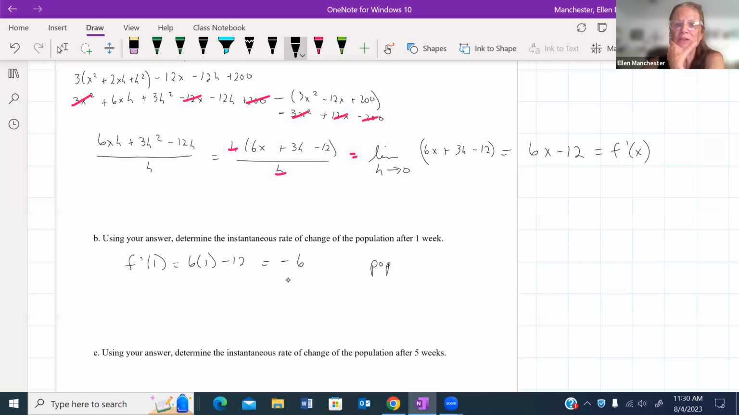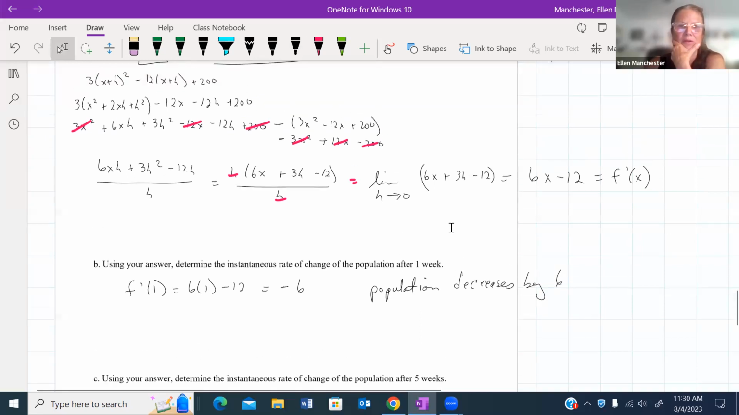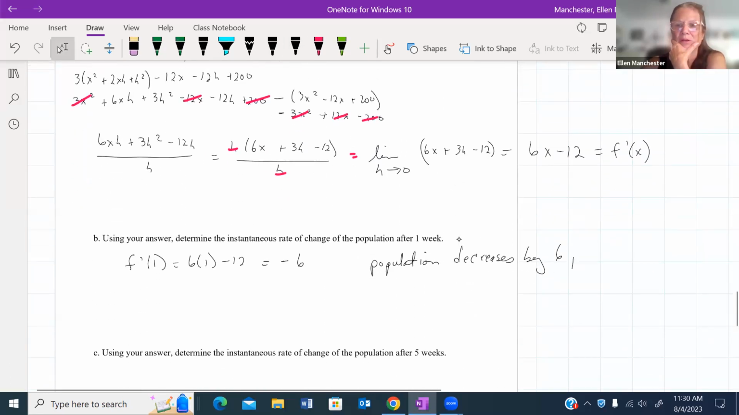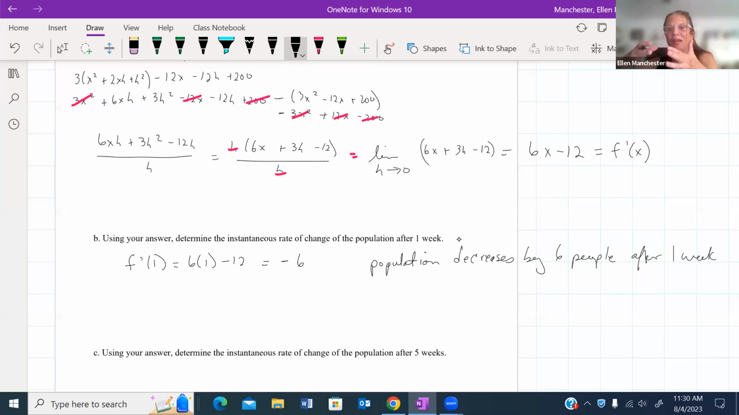Okay, so population decreases by 6. Just making sure it doesn't say millions of people, thousands of people, anything like that. So population decreases by 6 people after 1 week. Okay, that's that instantaneous rate of change. We can look at what our population is doing. How is it changing at week 1?